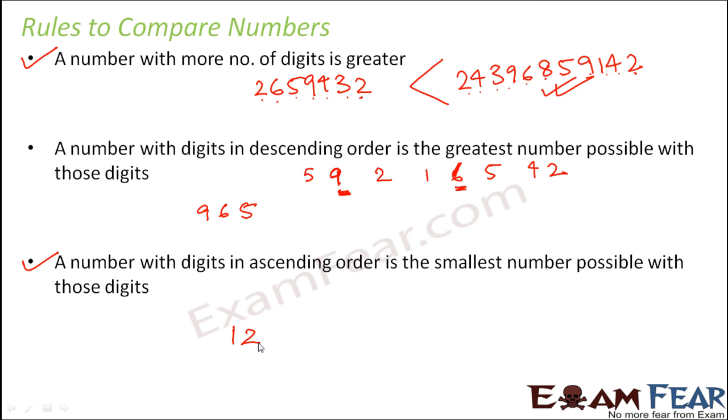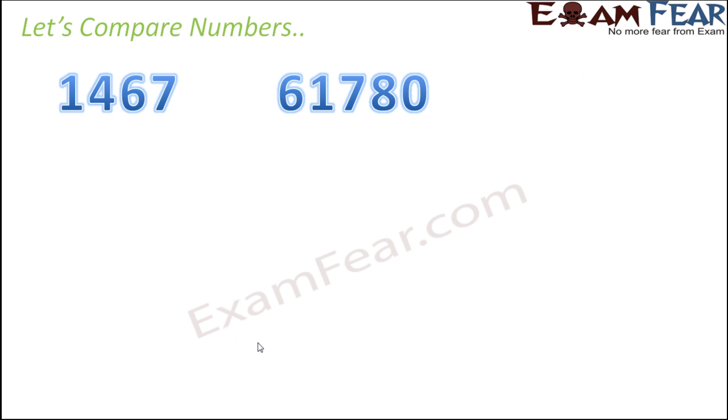So these are some simple rules with the help of which we can compare bigger numbers. Let us compare a few numbers. 14667 and 61780, which is greater? Obviously 61780, because it has 5 digits and this has 4 digits. So this is bigger.